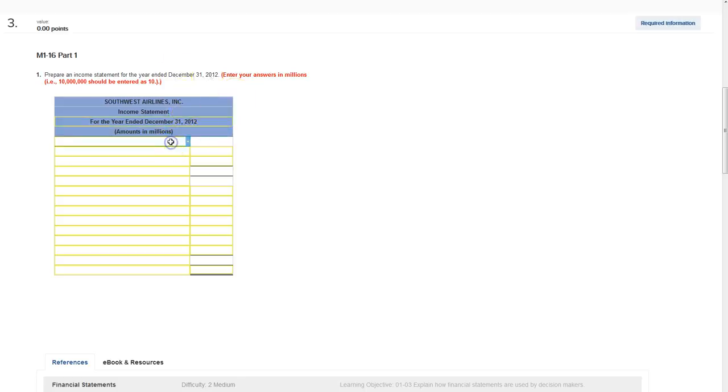The formula for the income statement is revenues minus expenses. So we'll put that here. We don't know if it's an income or a loss yet, do we? If the revenues are larger than the expenses, it's a net income. If the expenses are larger, it's a net loss.